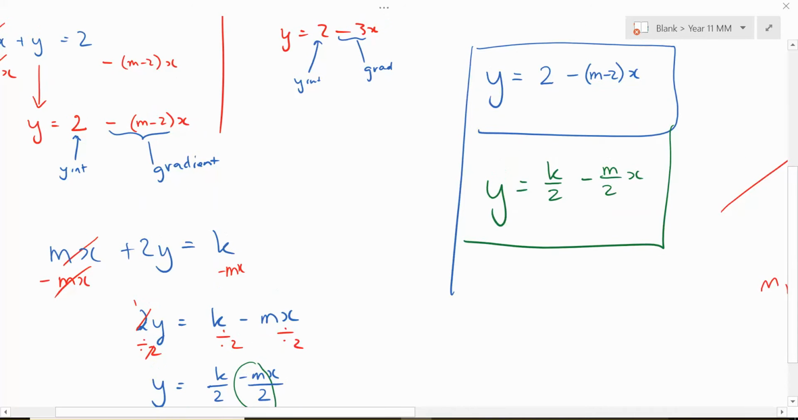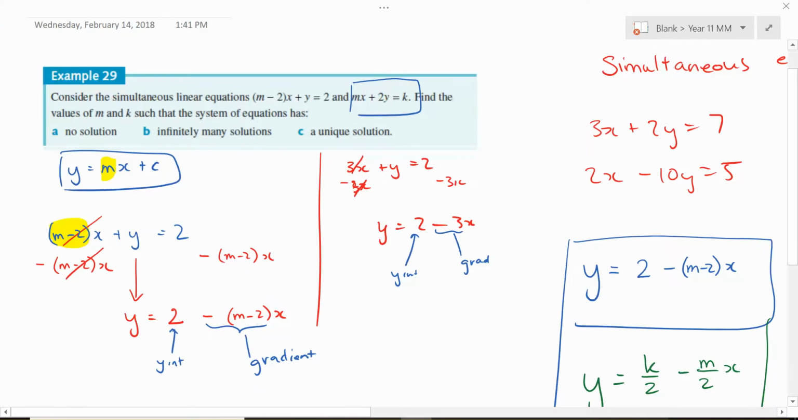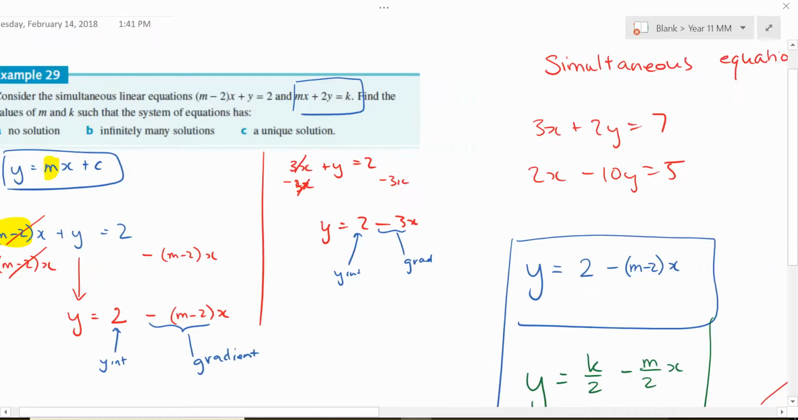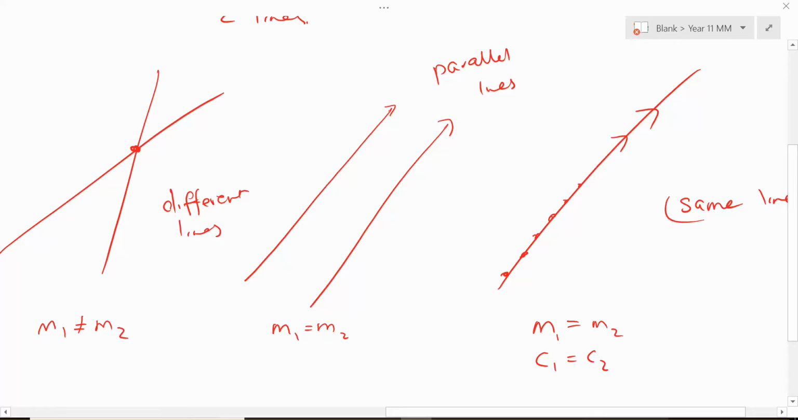Okay, so what was all this really doing? All this looks complicated, but all you did this whole time was just rearrange the equations. That's all I did. I just rearranged it so I get y equals mx plus c. Now we answer the question. They say, what values of m and k such that the system has no solutions. So you go back to your understanding of what I taught you over here. The only time you have no solutions, where two lines don't intersect, is which one? Parallel. So for parallel, you just have to have the same gradient. But you also have to make sure the y-intercepts are not equal to each other.